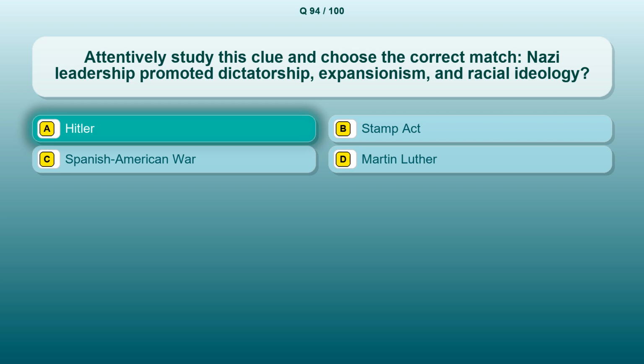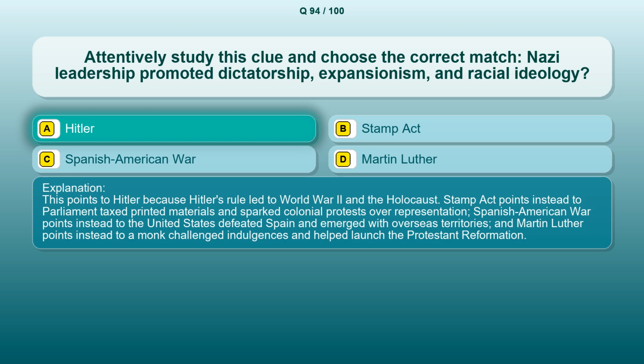The correct answer is option A, Hitler. This points to Hitler because Hitler's rule led to World War II and the Holocaust. Stamp Act points instead to Parliament taxed printed materials and sparked colonial protests over representation. Spanish-American War points instead to the United States defeated Spain and emerged with overseas territories, and Martin Luther points instead to a monk challenged indulgences and helped launch the Protestant Reformation.